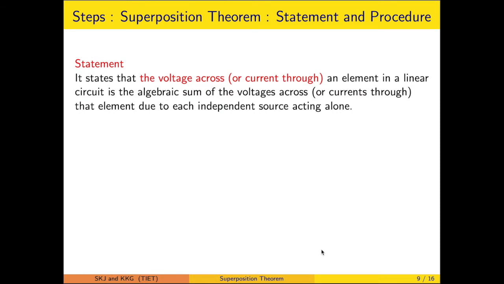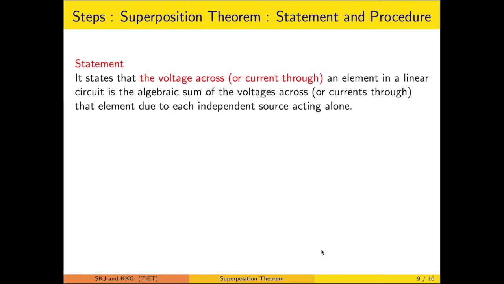The superposition theorem states that the voltage across or current through an element in a linear circuit is the algebraic sum of the voltages across or the currents through that element due to each independent source acting alone. Please be mindful that the voltage is measured across the terminals or the current through the terminal, so there should not be any confusion regarding the terminology. It is basically the arrangement to compute the voltage or the current associated with an element.